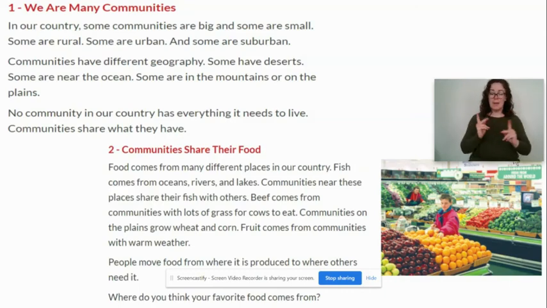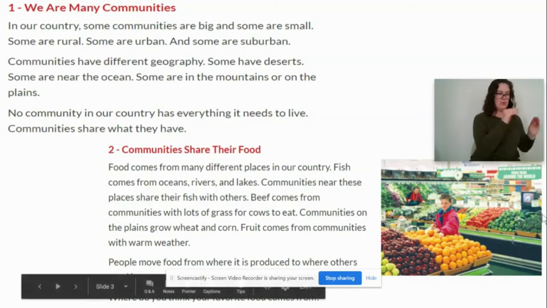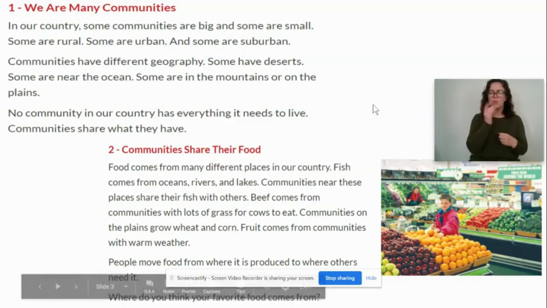And that's how we get food in our grocery stores. Other states ship us their food so that we are able to purchase it in our communities. So think about the food you eat. Where do you think the food you eat primarily comes from?